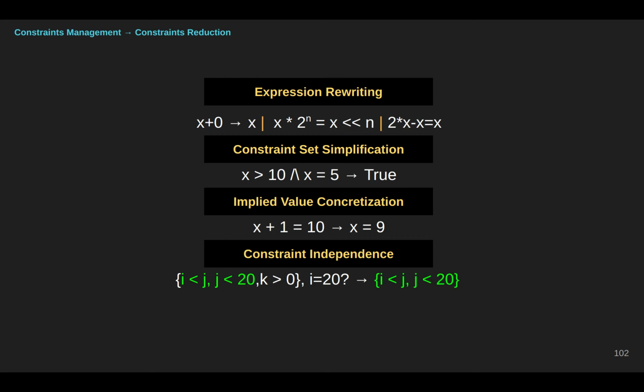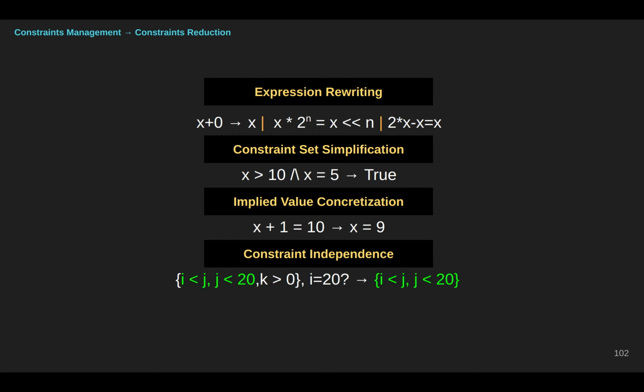Okay, implied value concretization. So you have this equation for x, and then instead of always using this constraint x plus 1 equals 10, you just say x is 9, or you solve this equation. Let's say x is 9, then everywhere that x occurs, it will always be 9.